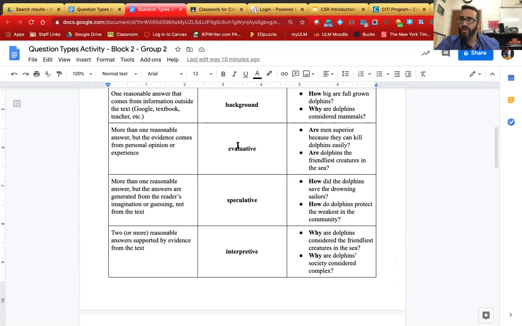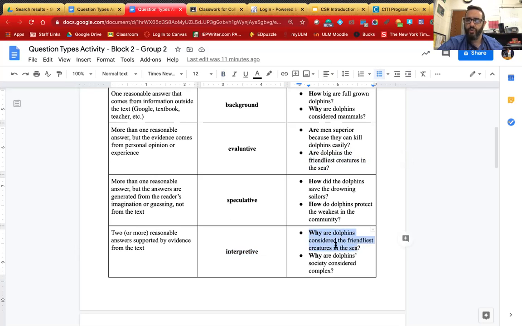All right, these are all good questions for discussion, but the best questions for discussion to comprehend better are the interpretive questions, because they have two or more reasonable answers, but you have to use the text to get that answer, to help support your answer. So notice, why are dolphins considered the friendliest creatures in the sea? I changed one word and it made a very different question. I said here, are dolphins the friendliest creatures in the sea? That's your opinion. Now we're going to go with why.